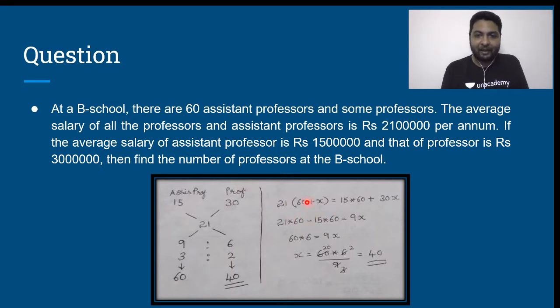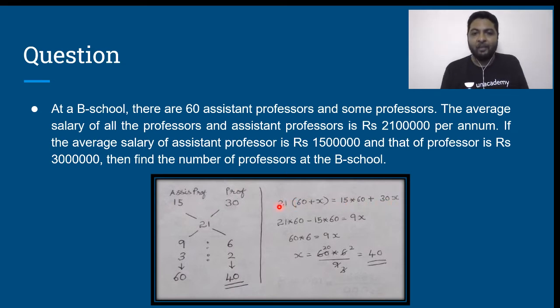This total salary is equal to, what was the total salary for the assistant professors? 15 lakh and 60 assistant professors, so 15 into 60, plus how many professors are there? We have to find that, X number of professors. What is the average salary for a professor? 30 lakhs. So 30x. 15 into 60 plus 30x.